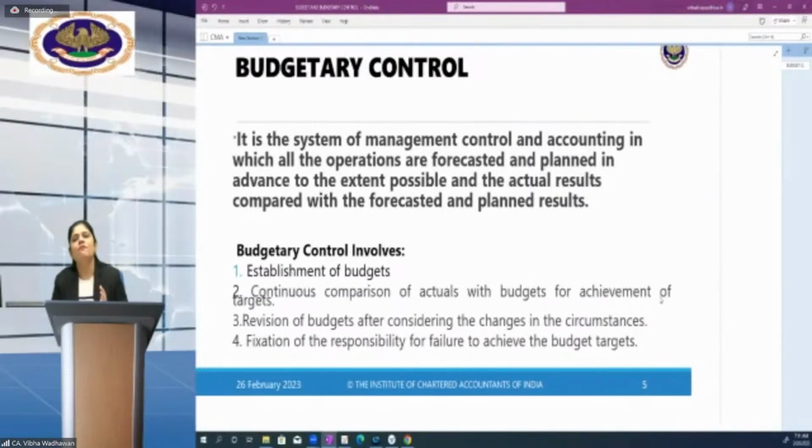So what all we planned and what has actually occurred, we compare both the budgeted and the actual scenario, and then any differences, any variations, we analyze all the variances. Revision of budgets after considering the changes in the circumstances. Fixation of the responsibility for failure to achieve the budget targets. So this is the whole of budgetary control, which starts from the planning, then moves to the implementation or execution, and then the control of the whole system.